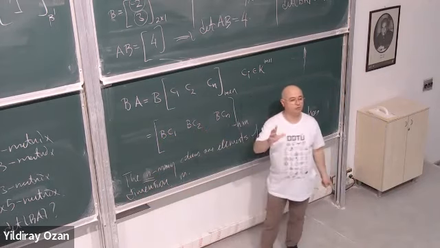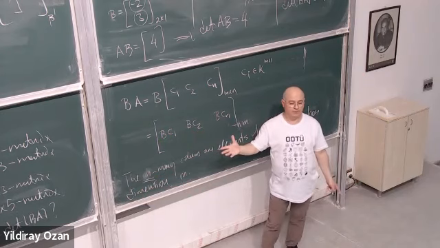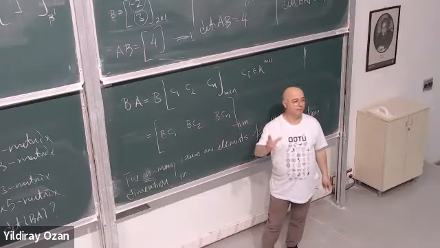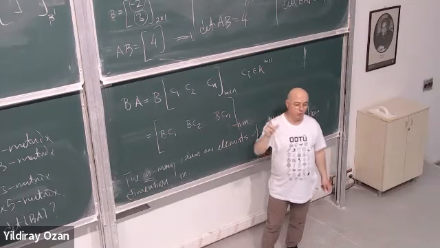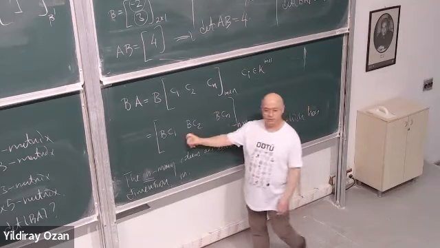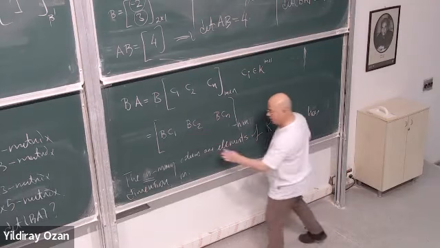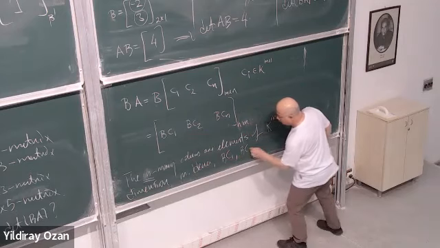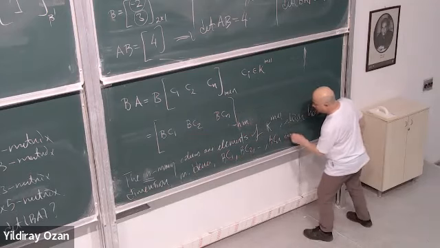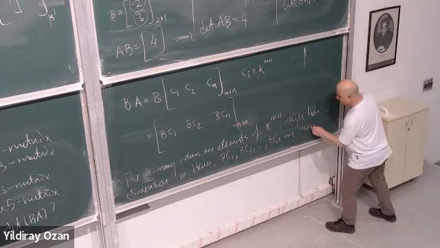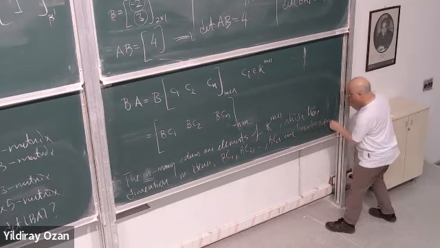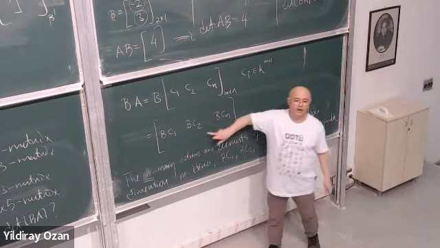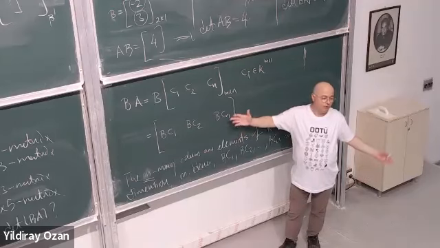Yani elimde R3'te 5 tane vektör var. Onlar lineer bağımsız olamazlar. Değil mi? R3'te en fazla 3 tane vektör lineer bağımsız olur. Dördüncüyü koyduğumuz anda patlar. Dolayısıyla bunlar da lineer bağımlı. Hence BC1, BC2, BCn are linearly dependent. But I have a matrix whose columns are linearly dependent. Therefore, its determinant is 0.